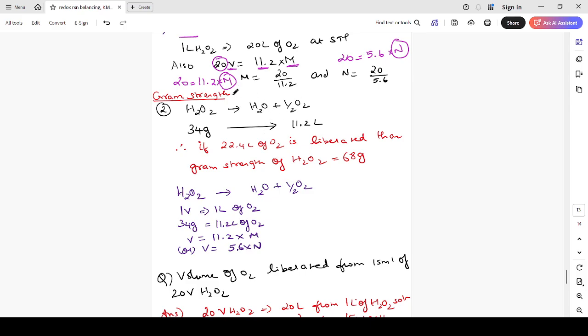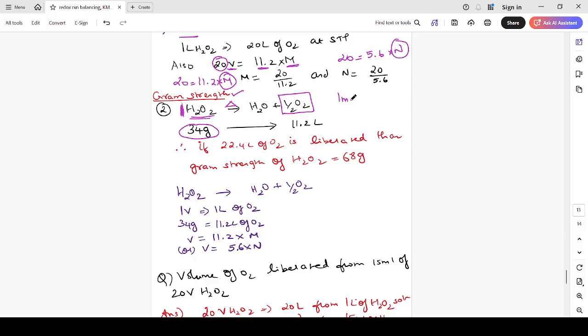Okay. The next concentration term is called gram strength. Look at this decomposition reaction that's happening here. 1 mole of hydrogen peroxide is giving me half a mole of oxygen gas. That means I am writing it in terms of grams quantity. 1 mole is how many grams? 34 grams, isn't it? 2 times of oxygen plus 2 times of hydrogen is 34 grams.